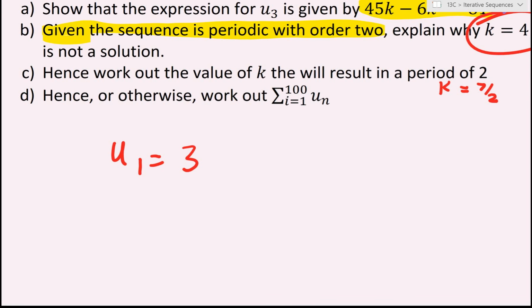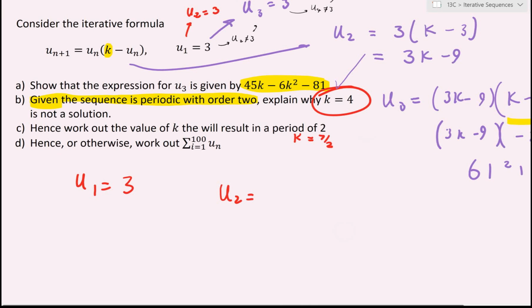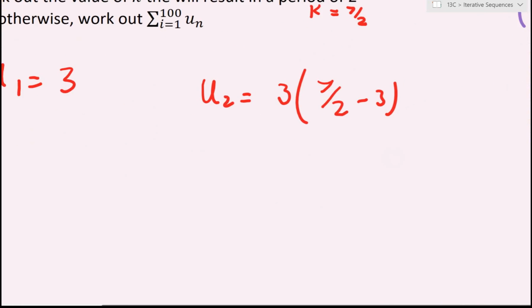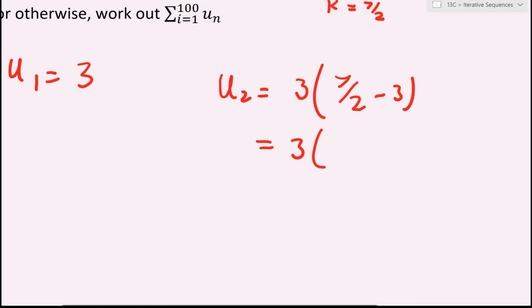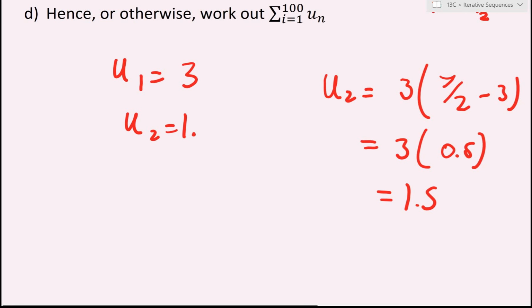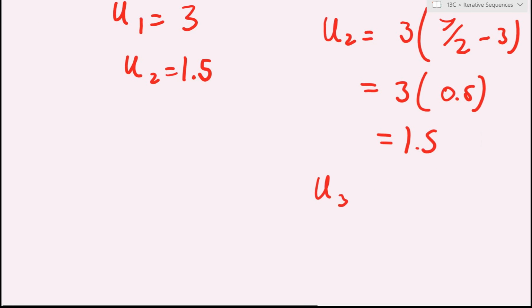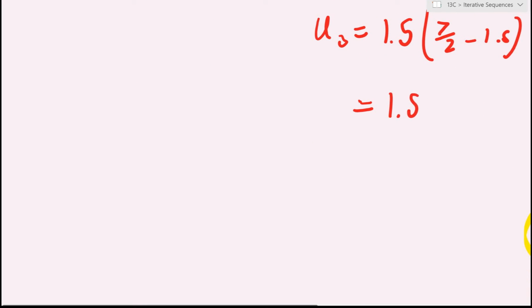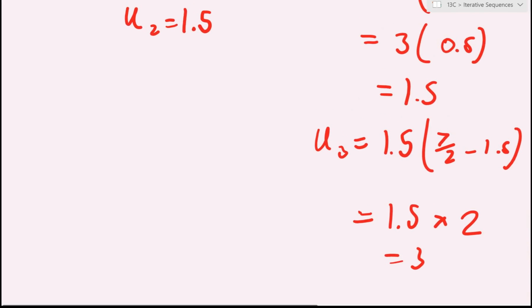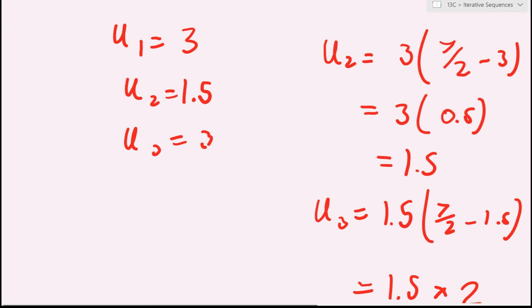So u1 was 3. u2 is now going to be 3 times 7 over 2 minus 3. That's going to be 3 times a half, or 0.5, which gives us 1.5. So u2 is 1.5. Let's work out u3. Now we certainly hope this is going to be 3 again, so period of order 2. 7 over 2 minus 1.5. So we now have 1.5 times 2, which is indeed 3. So u3 is 3, which means u4 is 1.5, and so on and so forth.